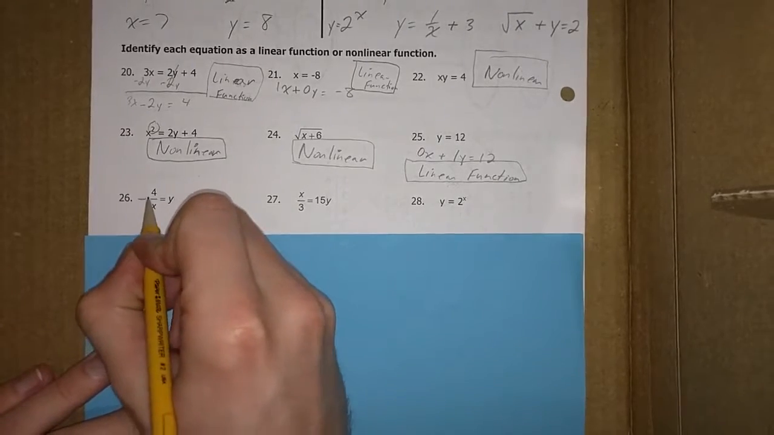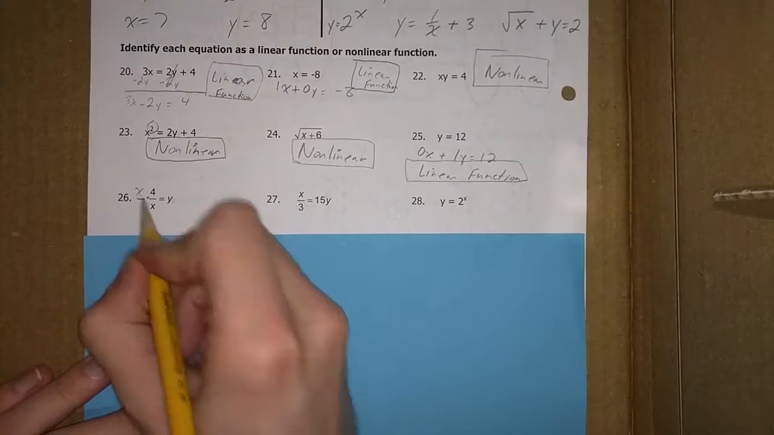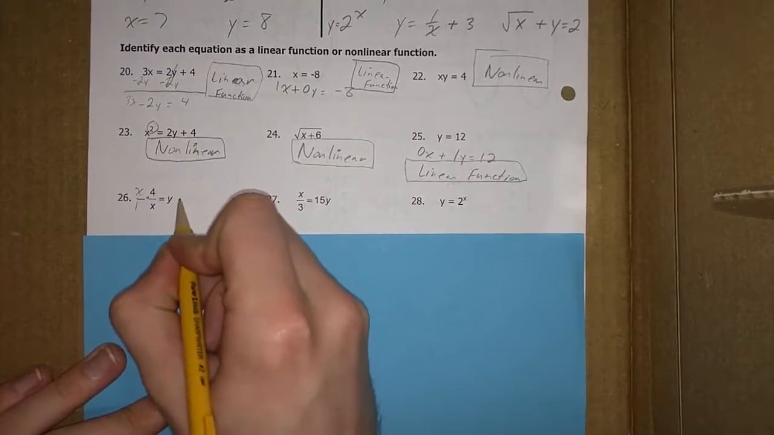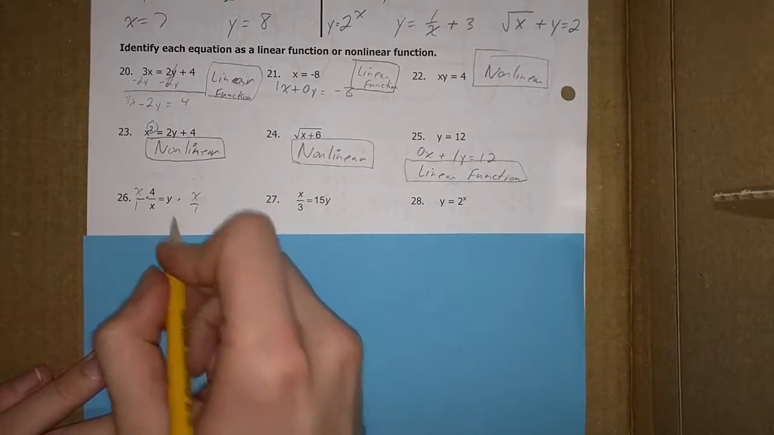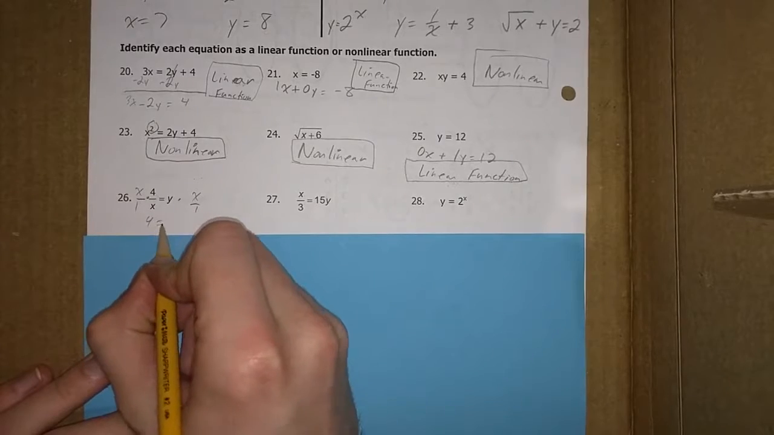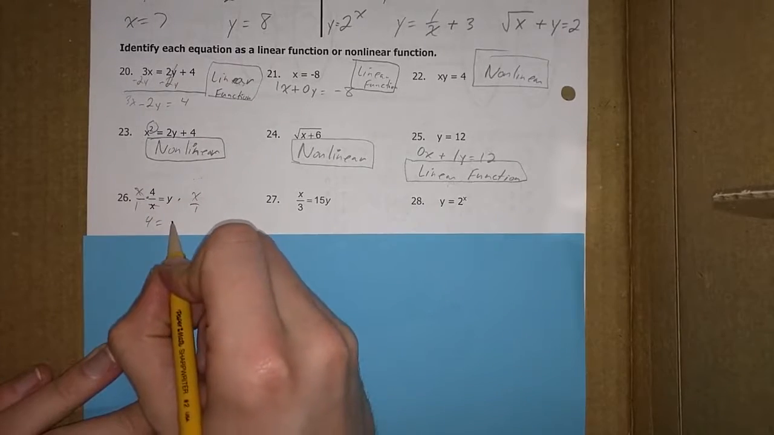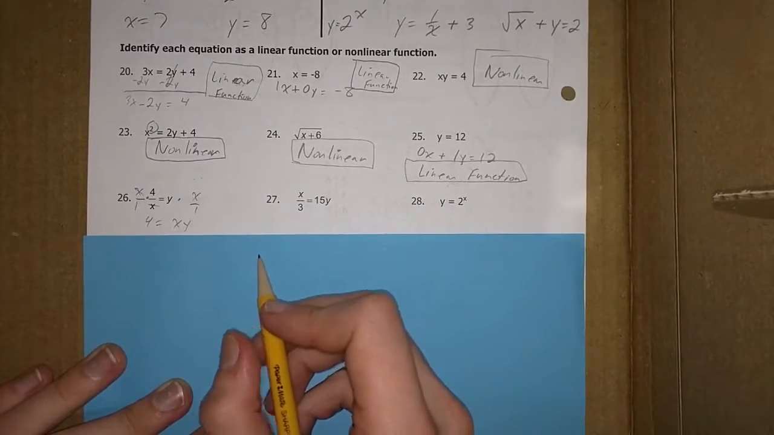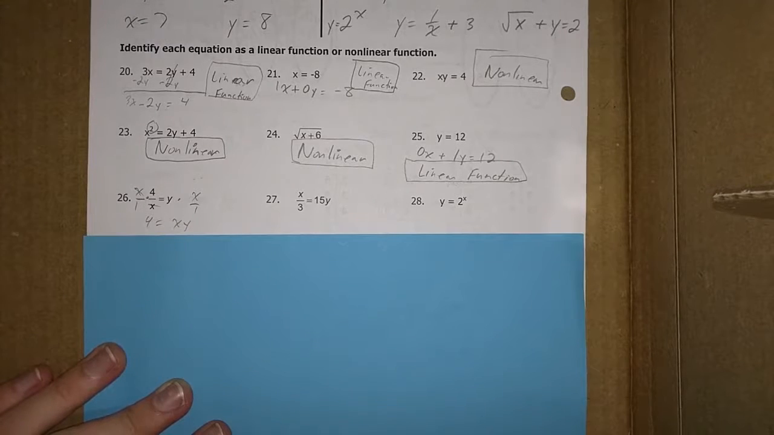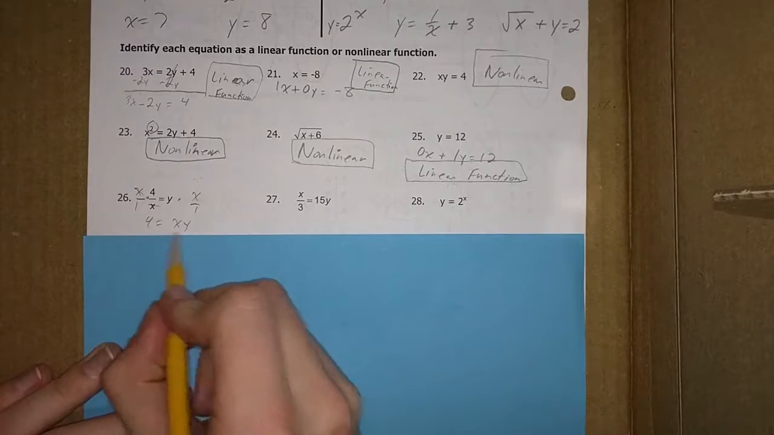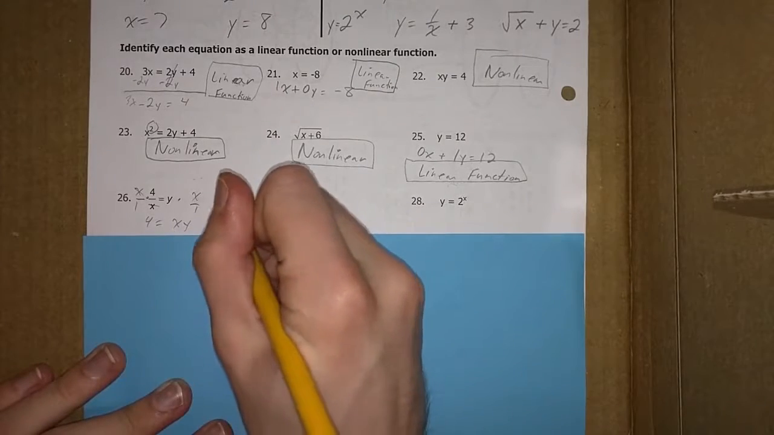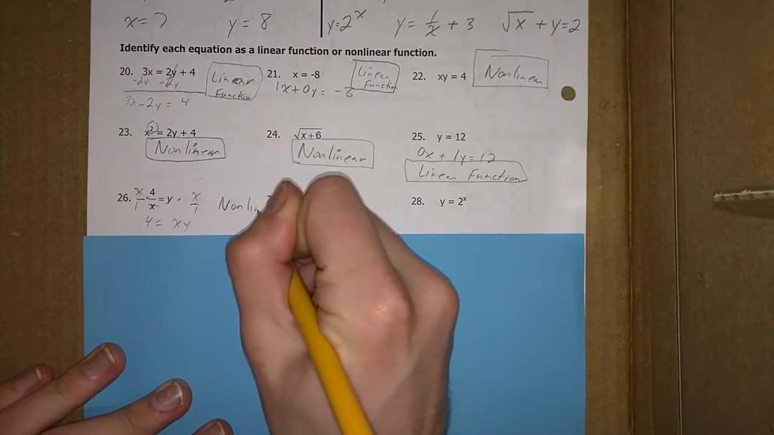Well, that means I need to multiply by, I want to get an x out of the denominator, so I'll do x over 1. And so I get 4, let's cancel out, equals x times y. Okay, now I see a real problem. We have x and y multiplied. That is not good at all. Okay, so this is non-linear.